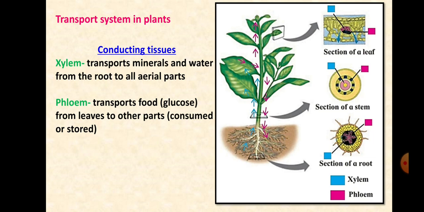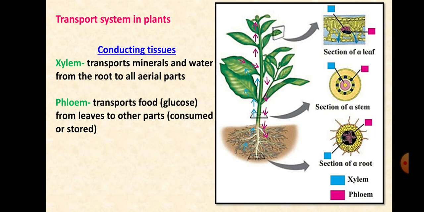Okay. Now a simple way you can remember is P comes before X. So phloem, that is P, it performs the function of transporting the food from the top to the bottom or the other parts, and X is the last letter. So from the roots it transports to the aerial parts, to all the parts above the roots. Okay. I hope it is very simple to understand. Yes. So this is the function of xylem and the phloem, which are the conducting tissues.